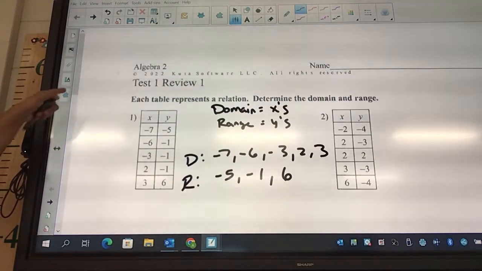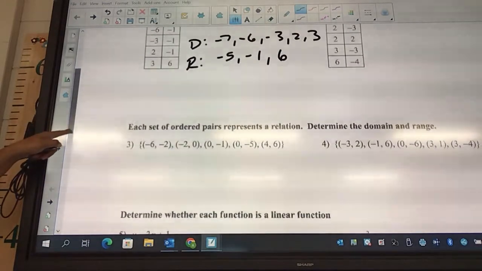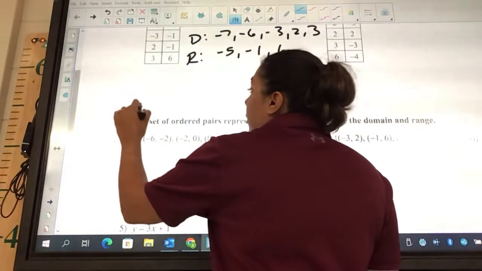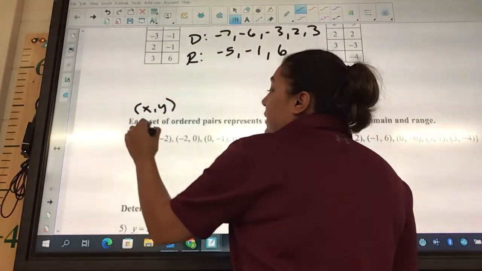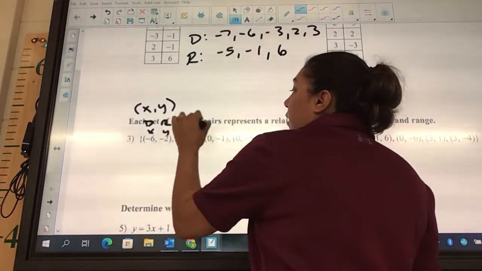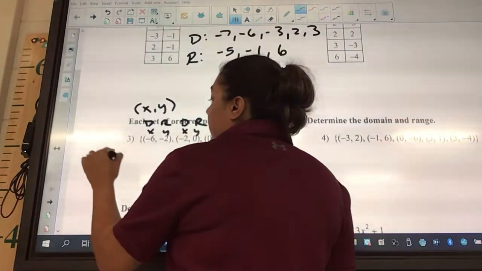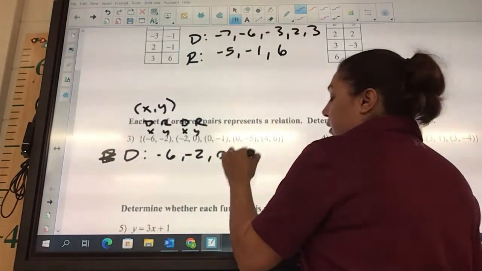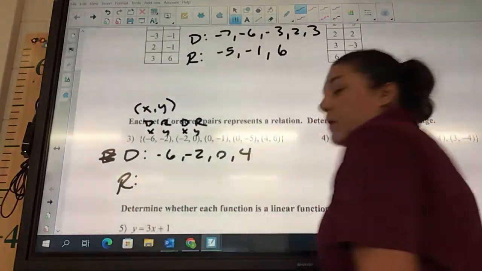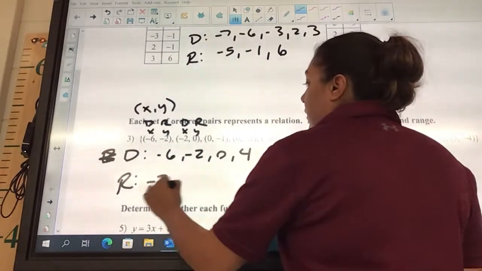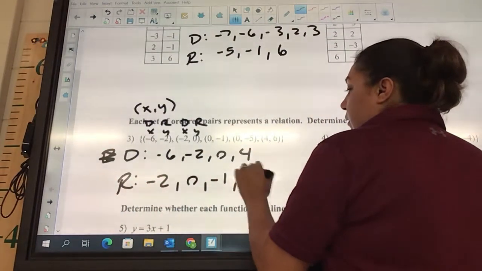Yes? Okay, each set of ordered pairs, same thing. The domain covers the x's and the range covers the y's, but these coordinates are like this, x, y. Okay, so you could say x, y, or domain, range. All the way across. So what is the domain? Good. Okay, the range. What's the range? -2, 0, -1, -5. Good.